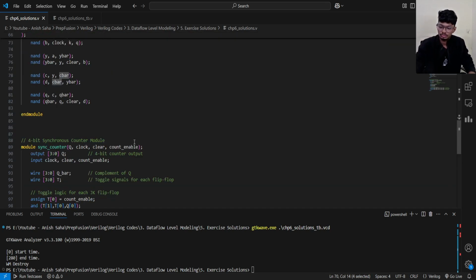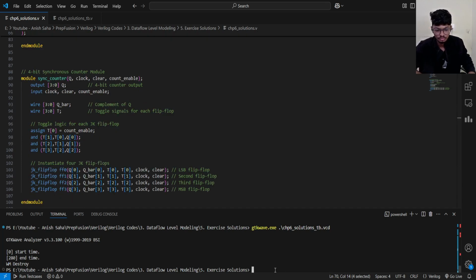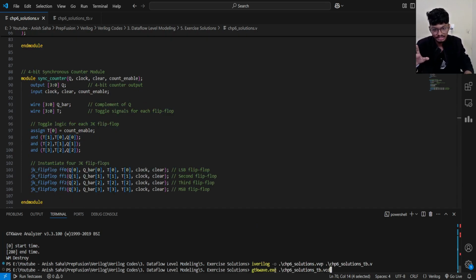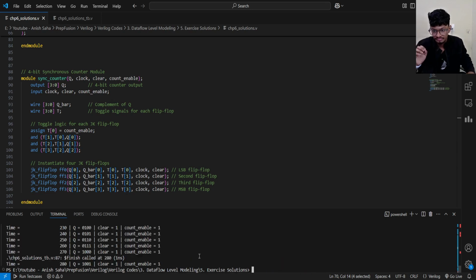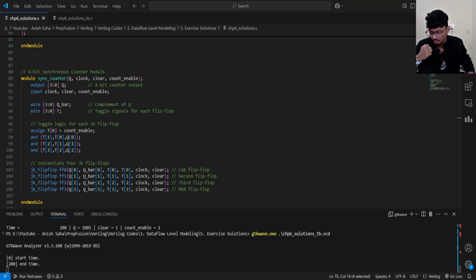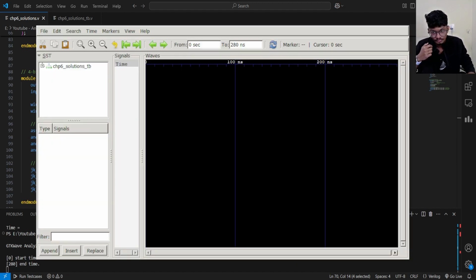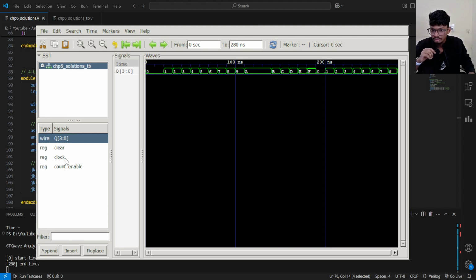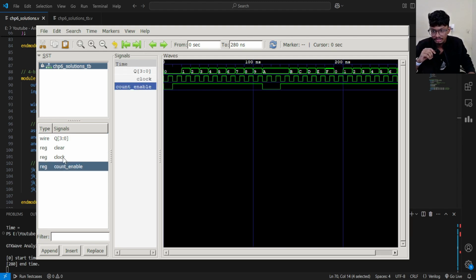Now if I compile and run this code with Icarus Verilog, I am in the same project directory. If I run VVP, it will work as a counter. Now let me show you the waveform, because we will understand counters best with a waveform. In this chapter 6 module, I will directly plot the Q, the clock, the count enable and the clear.